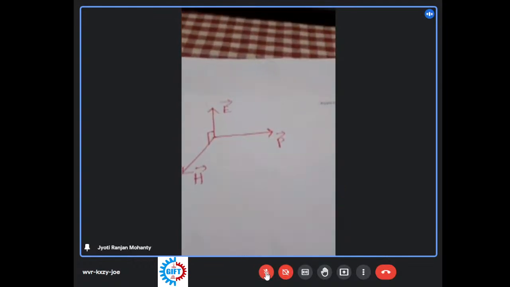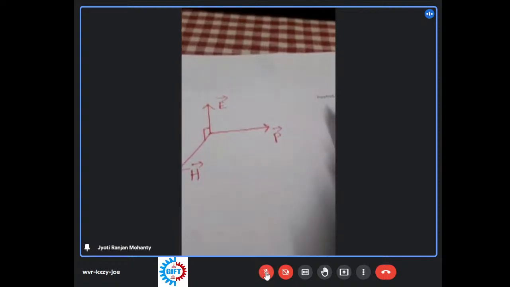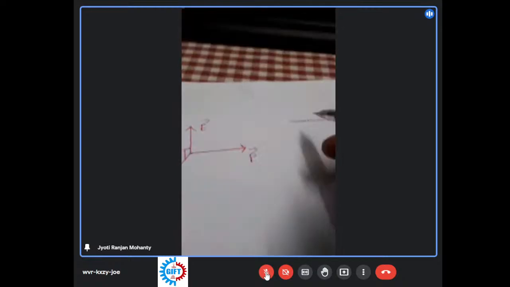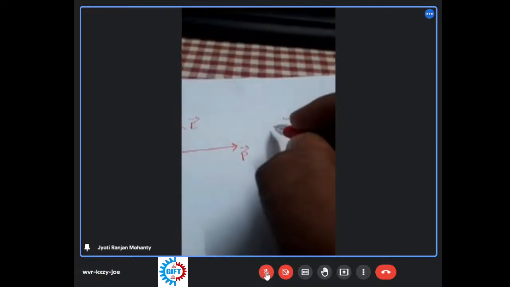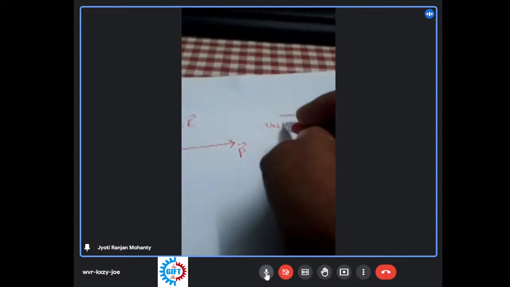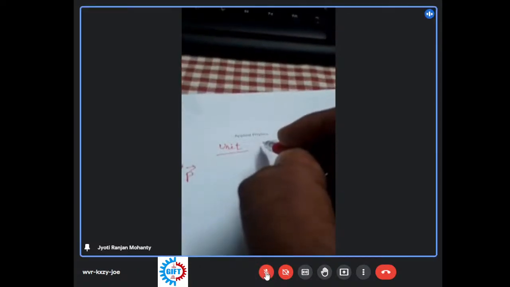So as I told you, the Poynting vector measures the electrical power per unit area. So what will be the unit of the Poynting vector? What is the unit? Watt per meter square. Good. You have to remember.